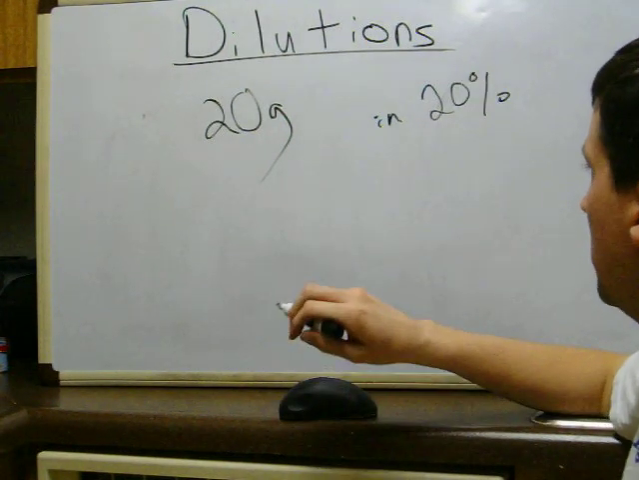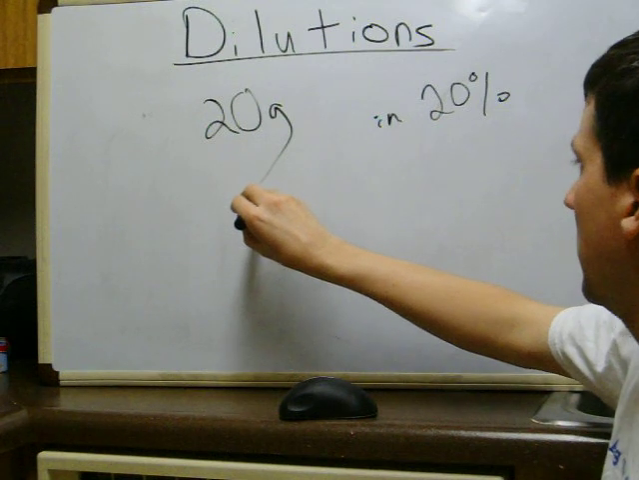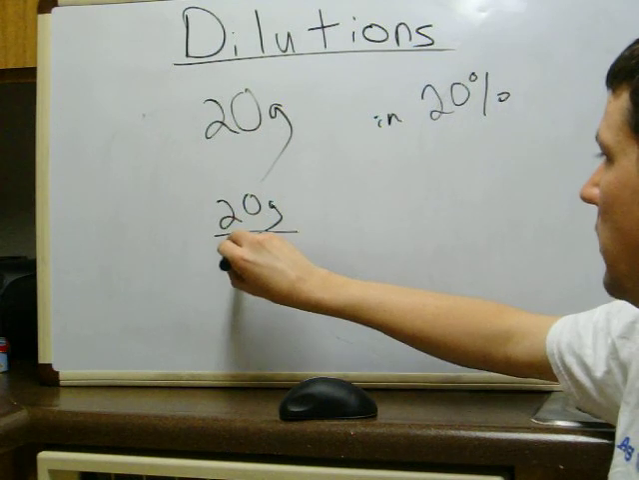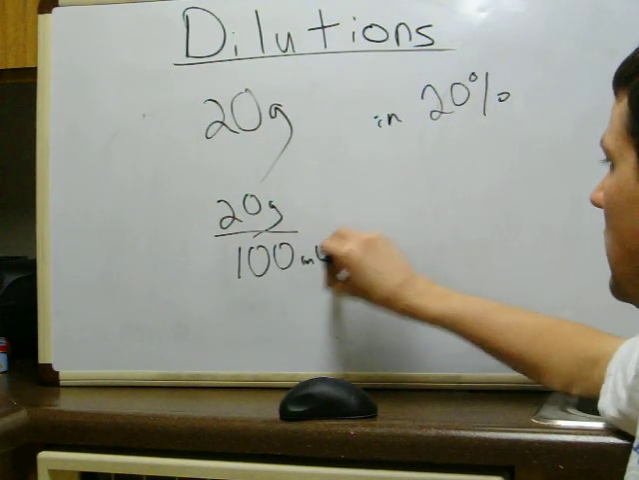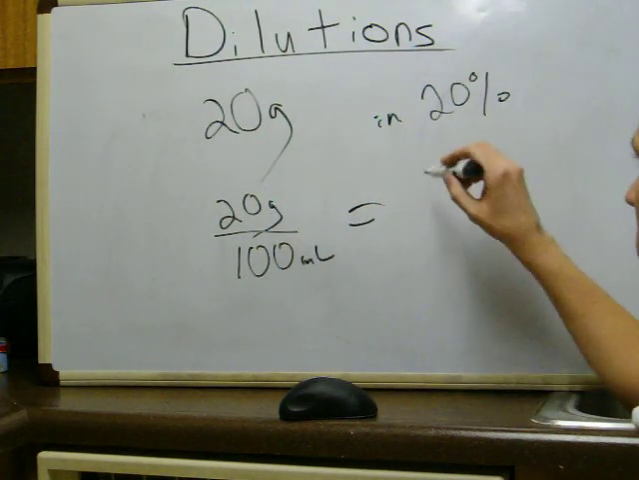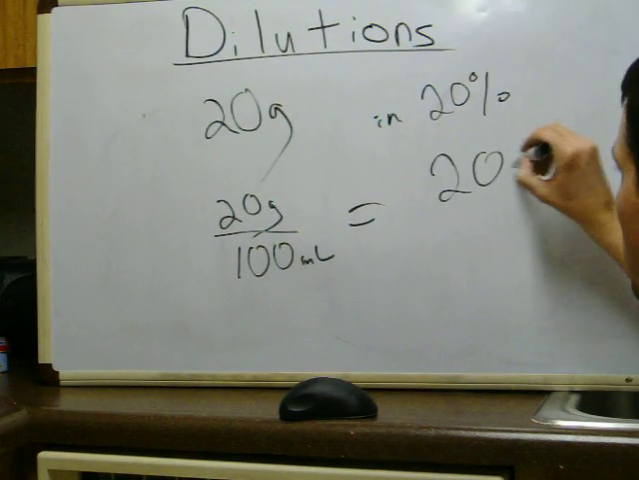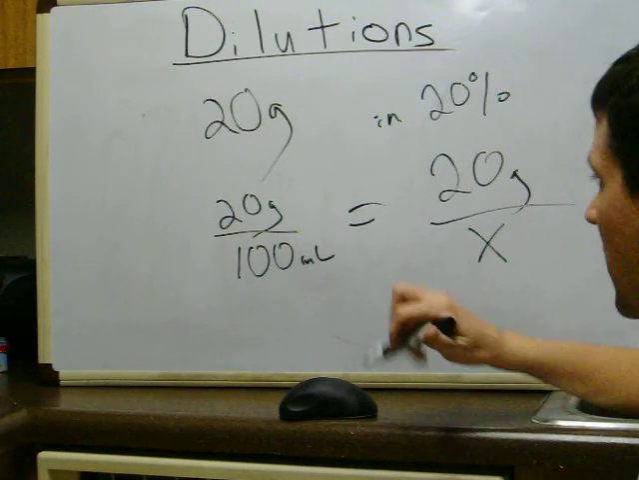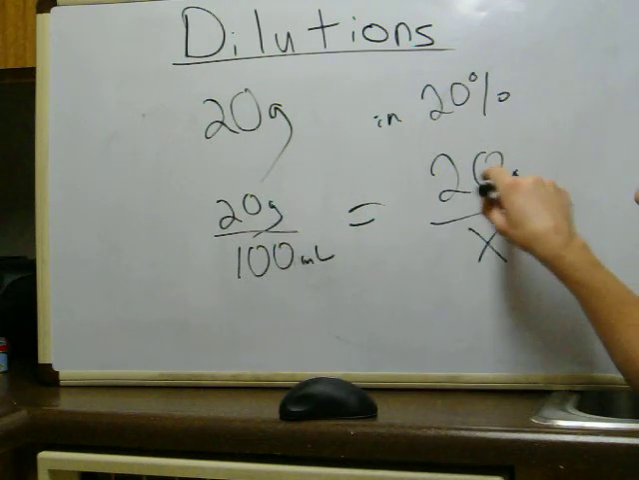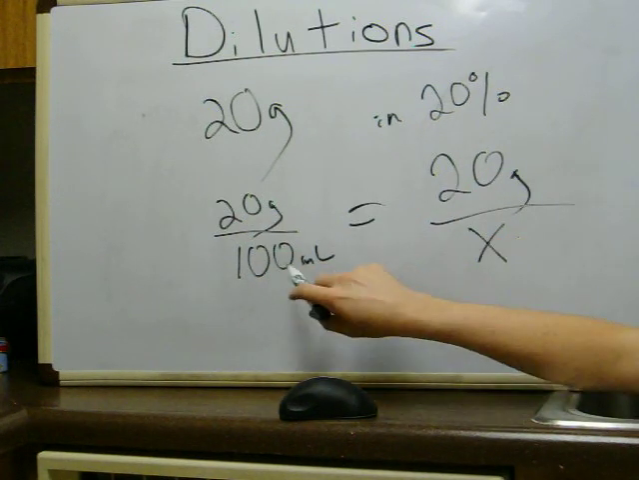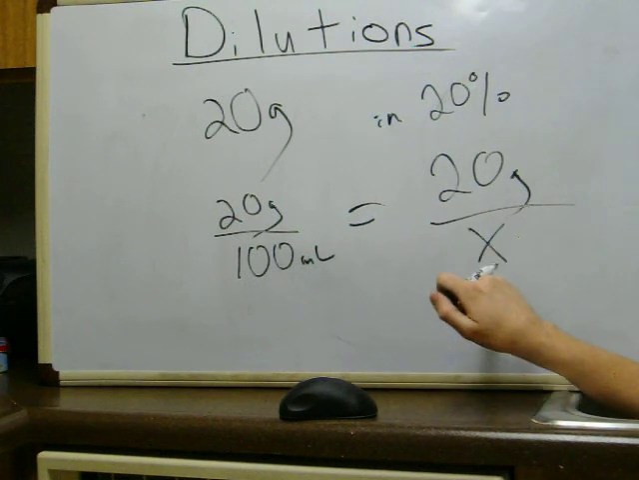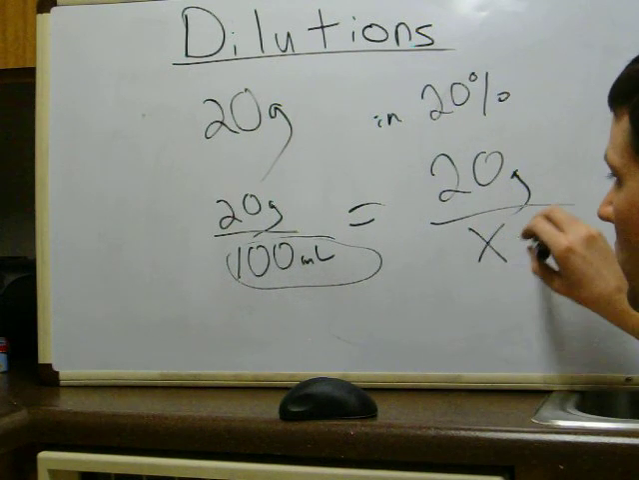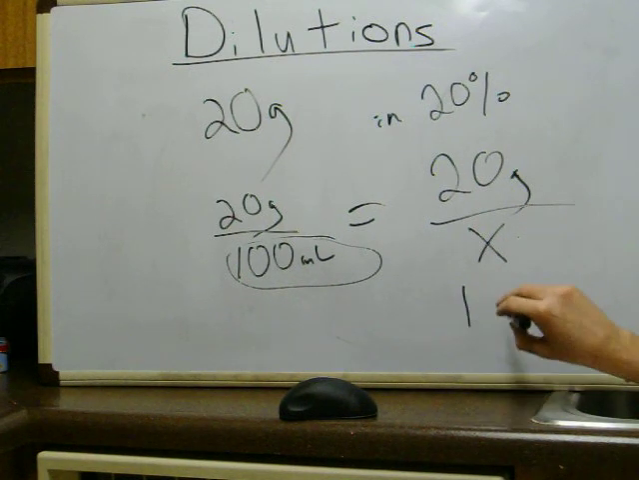And it's asking what the volume is. Alright, so what we want to do is remember 20% is 20 grams over 100 milliliters. So 20 is equal to 20 grams over our unknown, over X. And in this case it's more or less done for you. 20 grams over 20 grams, our unknown just happens to be the same. So our initial volume that we started with was 100 milliliters of that 20% solution.